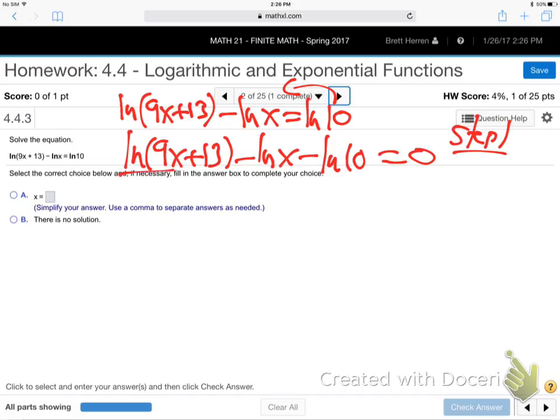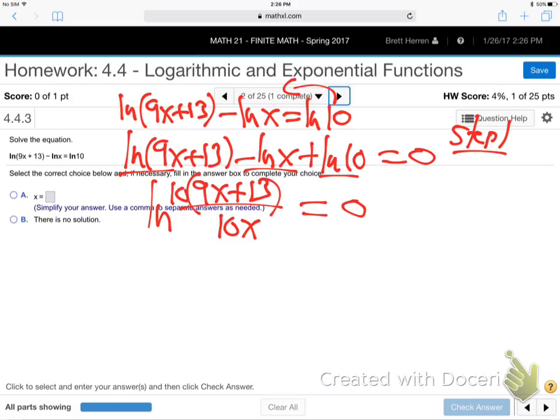How do these 3 logs become 1 log? Anything subtracted is divided. Put the 10 and the x on the bottom. Did I just confuse you? Both the x and the 10 are subtracted, which means they're both denominator. Now if that 10 was multiplied, or added, then I would have put the 10 on the top like that. Does that make sense?